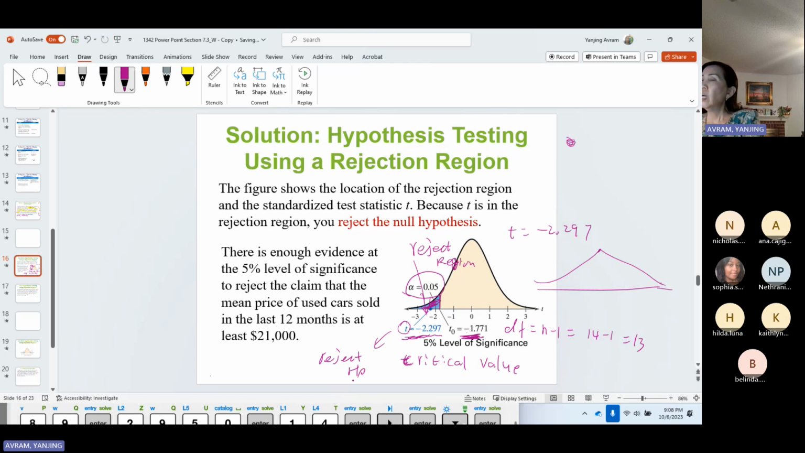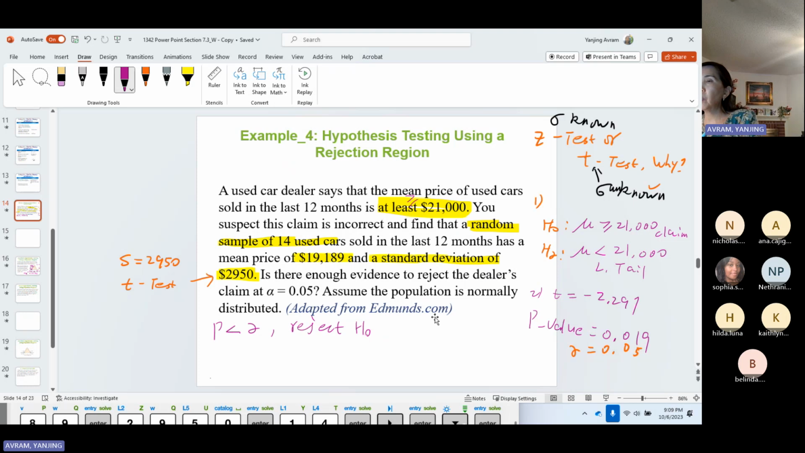So that's another way to see if you want to reject or not reject the null hypothesis. If my t is outside the rejection region, then you do not reject the null hypothesis. That's the second way. The quick and easy way is to compare p and alpha. If p is less than or equal to alpha, you reject the null hypothesis. That's the quick and easy way we have been talking about so far.